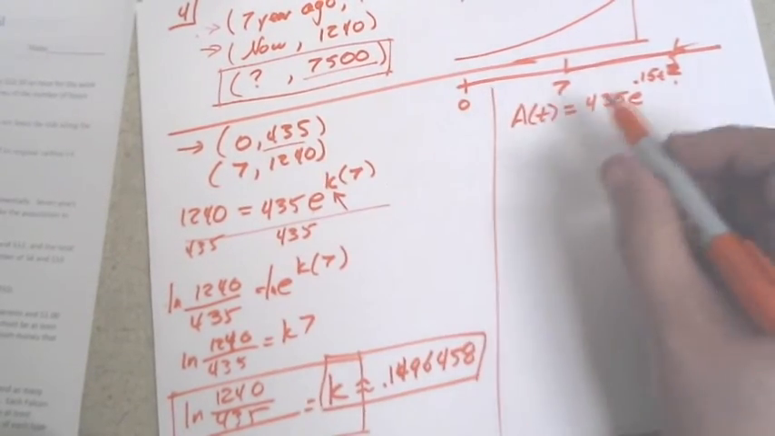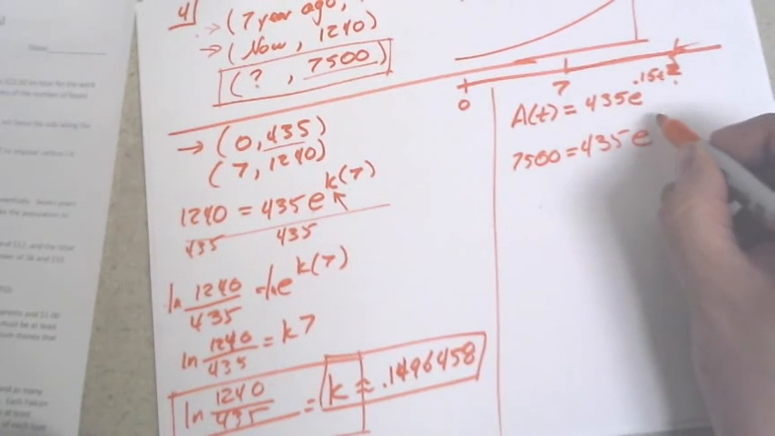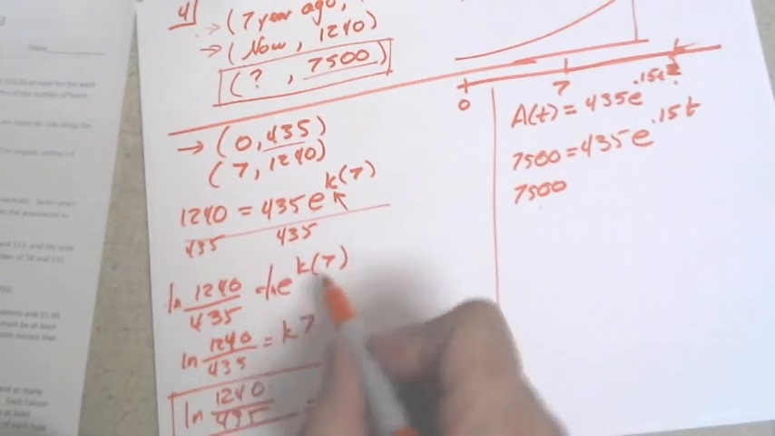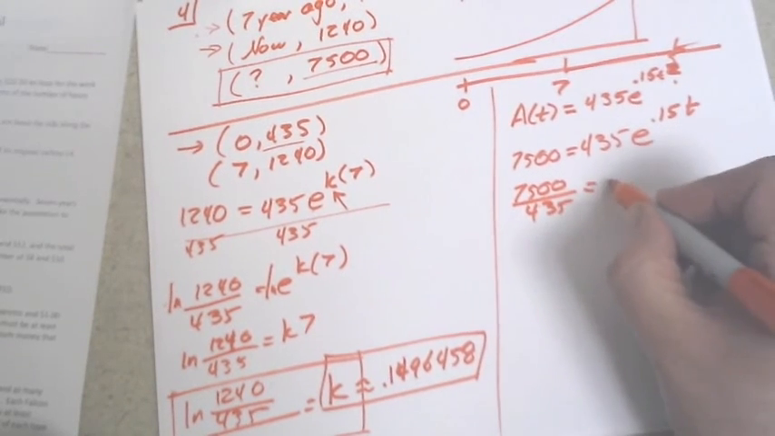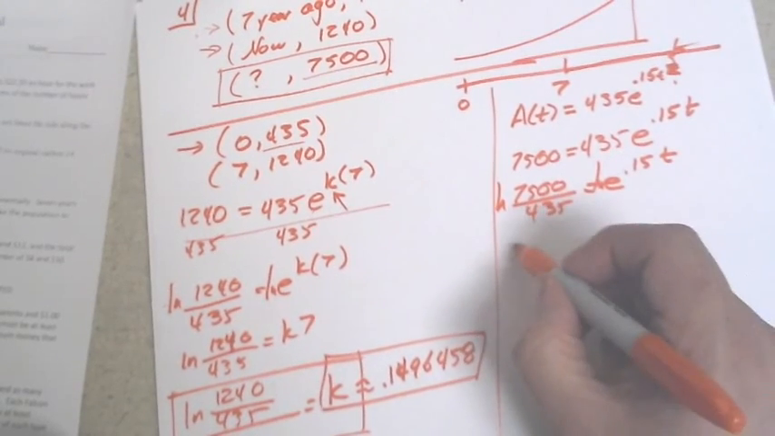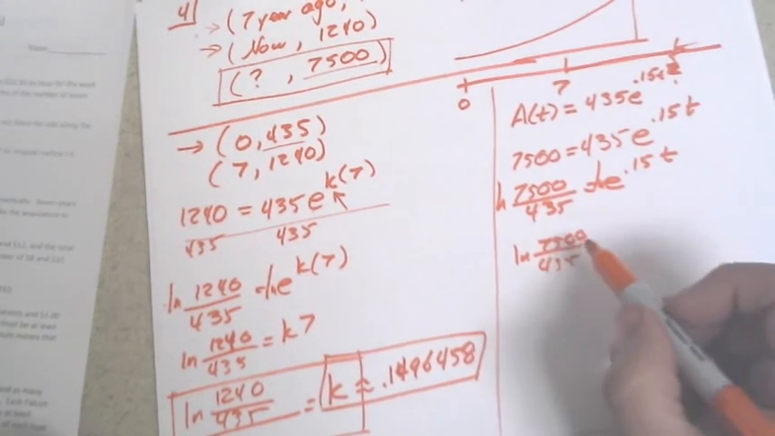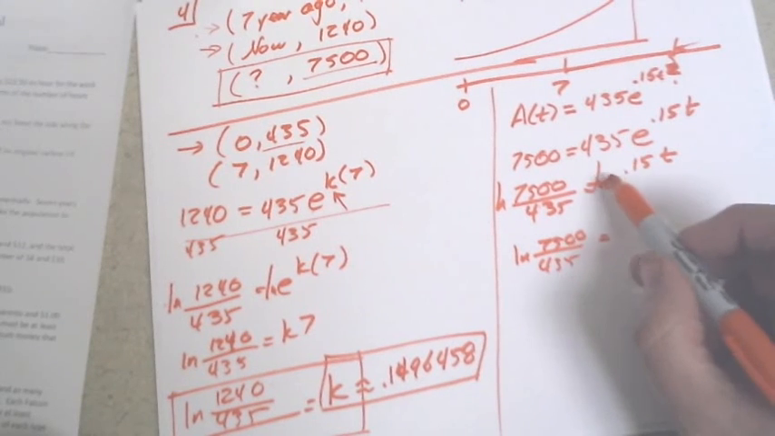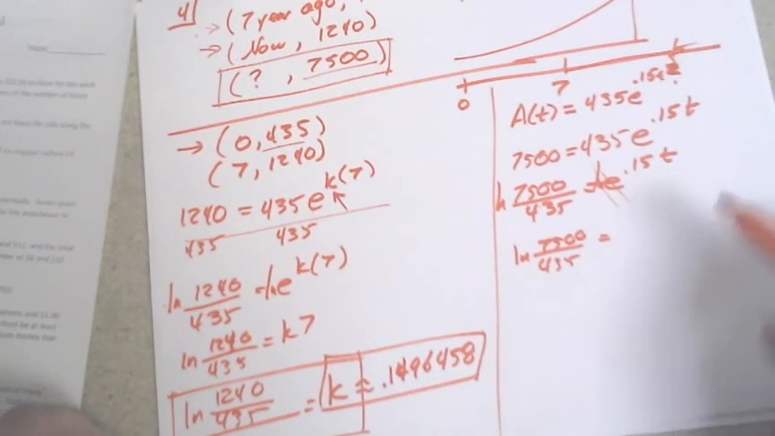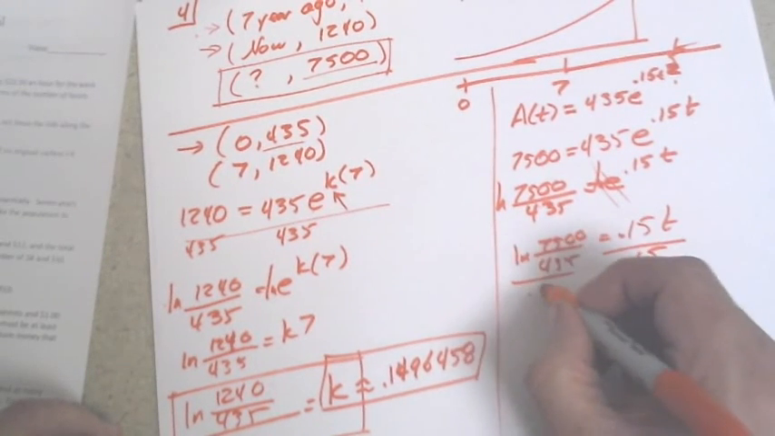So we're asked, how long does it take to get to the 7,500? So 7,500 equals 435 e to the, that's my rounded k, t. Again, notice your solving technique is very much the same as it was over here. Divide by the 435 equals e to the 0.15 t. Use your natural log to get rid of the e. Natural log of 7500 over 435. Again, you could simplify that first if you wanted to. Natural log and e undo each other. The log base e and the exponential base e undo each other. That's their job. So 0.15 t, divide by 0.15.